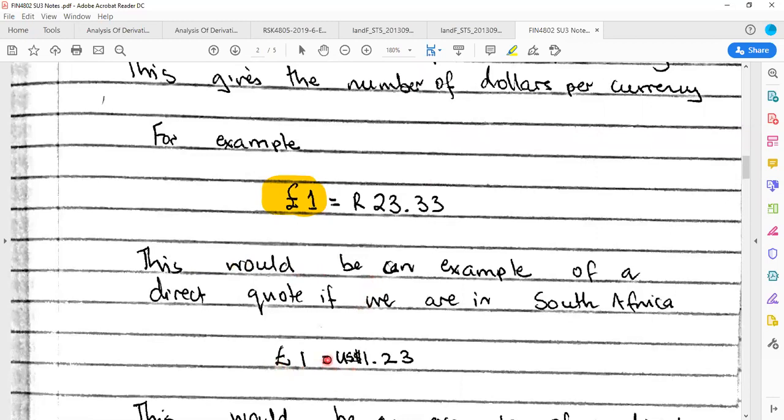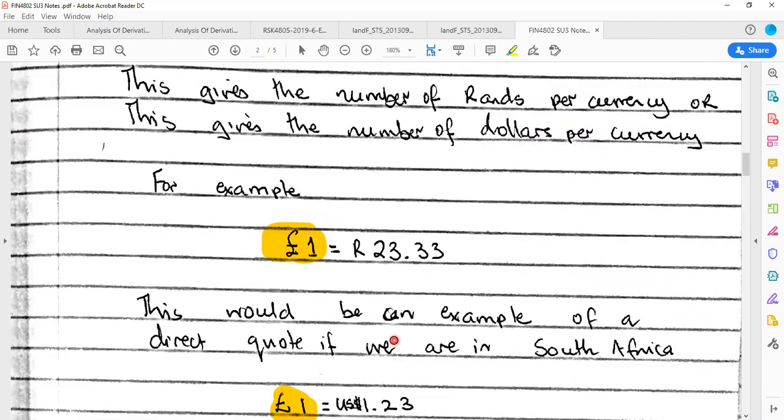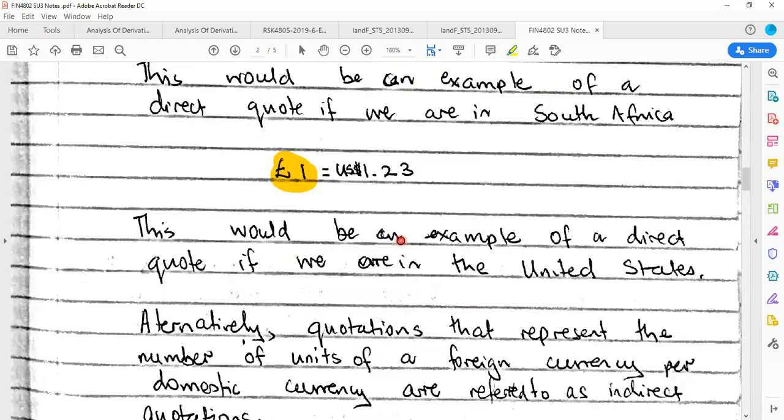This is another example of a direct quote, but applying US dollars. Let's say you're an American company and you're told that 1 pound costs $1.23. So a foreign currency, in this case the pound, is being quoted in terms of the domestic currency. In this case, South African rands if you're a South African company, and in this case, US dollars if you're an American company. So we call this a direct quotation.